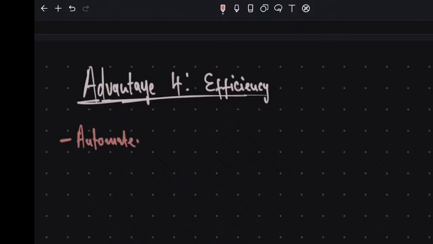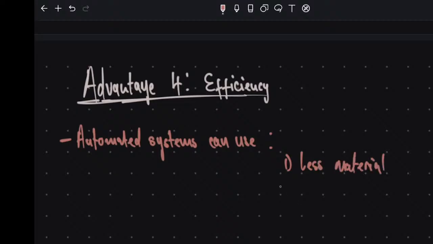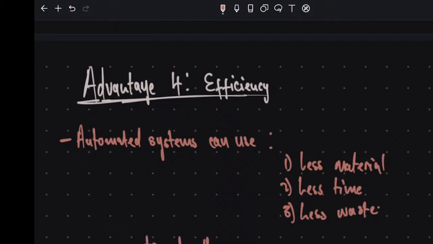Automated systems can use less material. They can use less time. They can have less waste. They produce less waste to do the same job as a person or other machines.